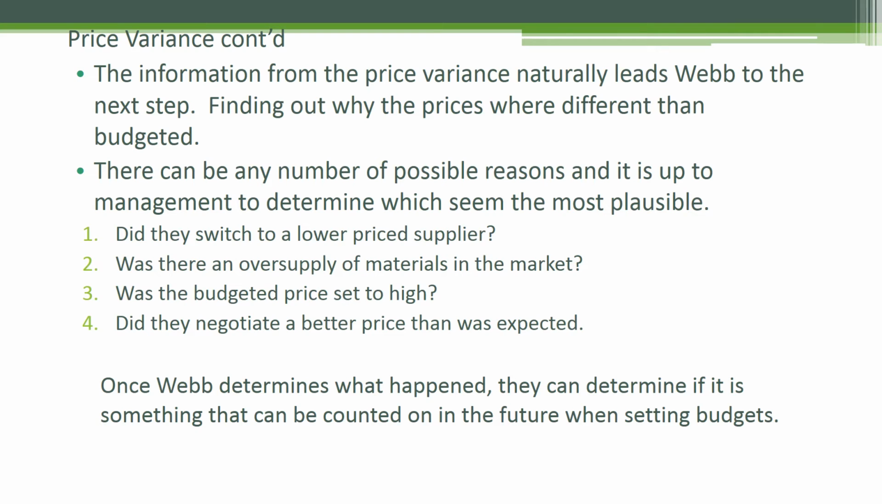Once Webb determines what happened, they can determine if it's something that can be counted on in the future when setting budgets. For instance, did they negotiate a better price is something that was controlled by Webb. Webb's negotiating skills got them a better price. This is something that they could maybe count on in the future. Meanwhile, an oversupply of materials in the market is something that was out of Webb's control. They simply benefited from it.